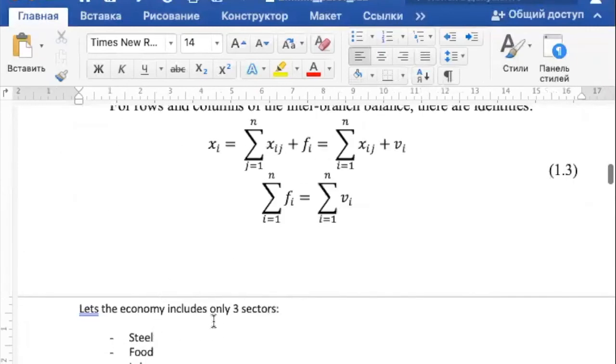So the economy includes only 3 sectors. For example, we want to describe a simple example, and if you help me to do this example in the correct way, I will understand that we can go next. So the economy includes only 3 sectors: for example, steel, food, and labor. And we know some information that describes the relationship between these sectors.